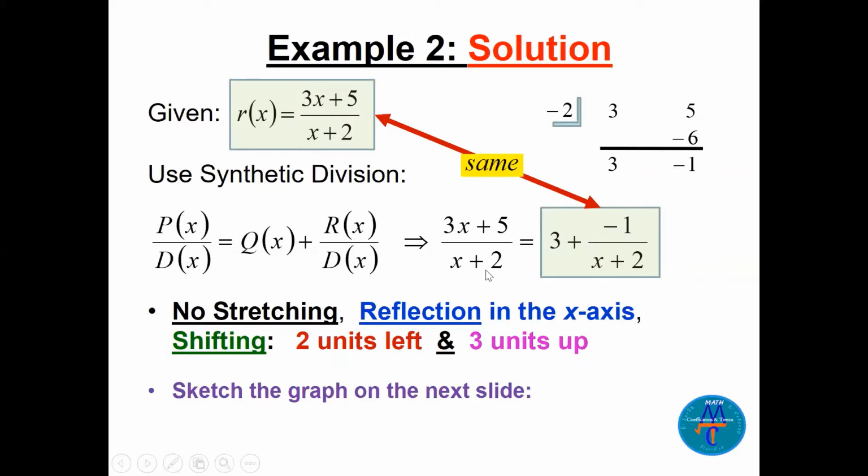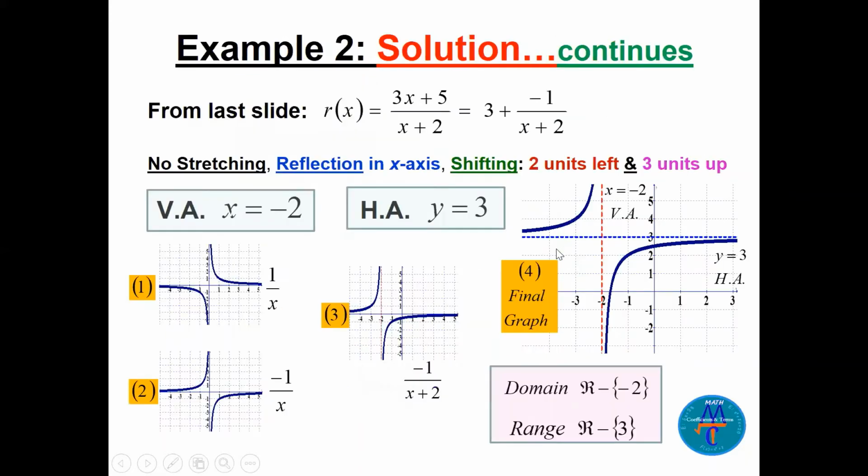So easily I can see there is no stretching because this is only 1. There is a reflection in the x-axis. There is a shifting 2 units to the left and 3 units up. So I will draw this starting with 1 over x. See, that's the basic; this is number 1. I'll do it by steps. Number 2, I say minus 1 over x. So this is the reflection in the x-axis. Instead of quadrants 1 and 3, it becomes quadrants 2 and 4.